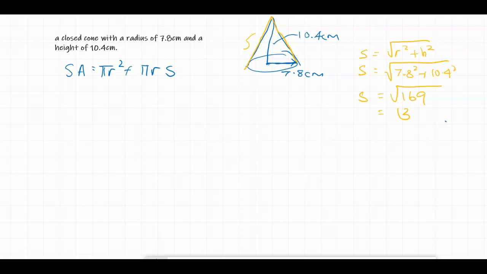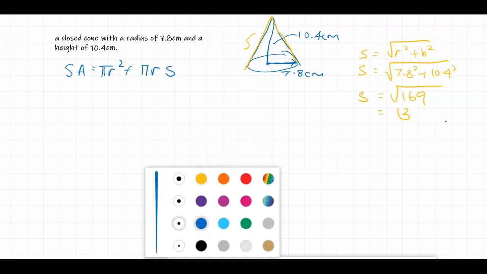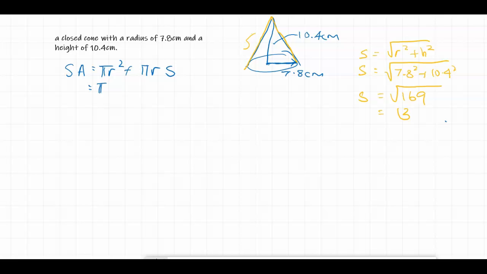Now I can just put this back into the formula and use the s as well. So pi times the radius squared, 7.8 squared, plus, put brackets around that, plus pi times the radius, 7.8 again, times s, the slope height, which is 13. If I pop all of that into my calculator, I come up with 509.69 centimetres squared. So that's the surface area of the cone.